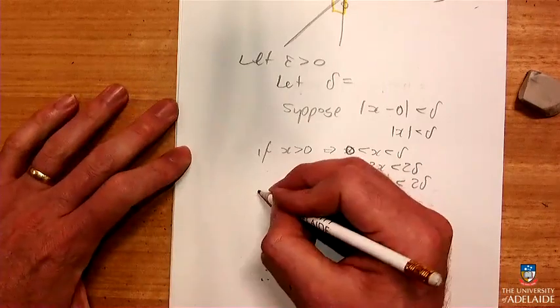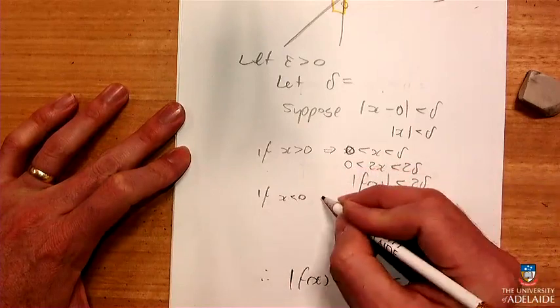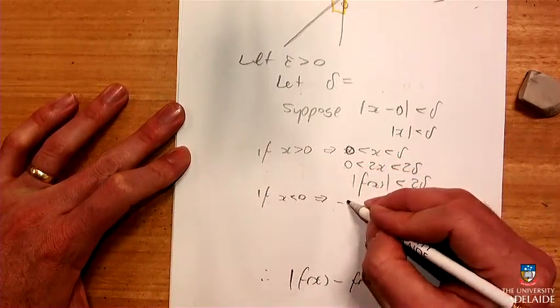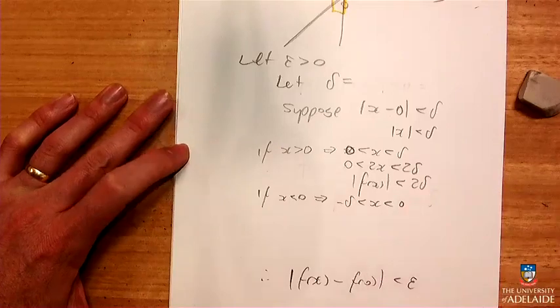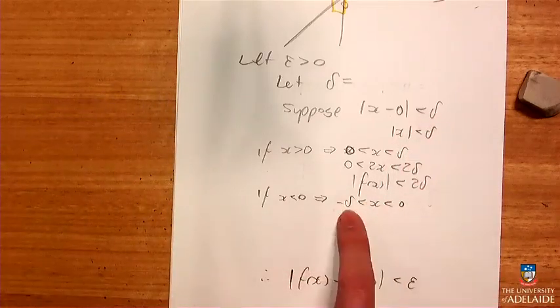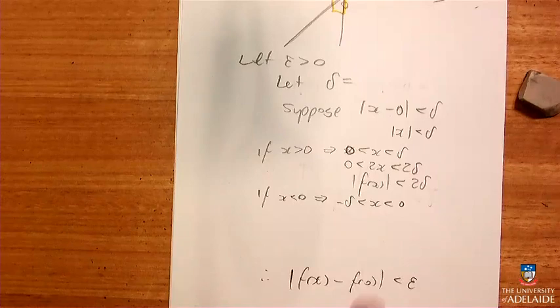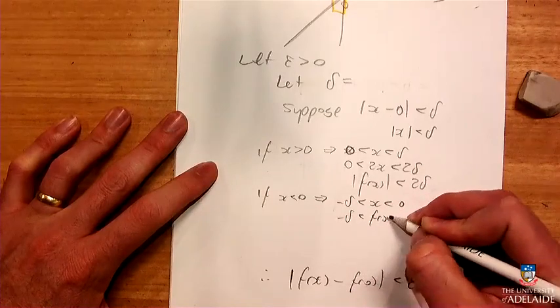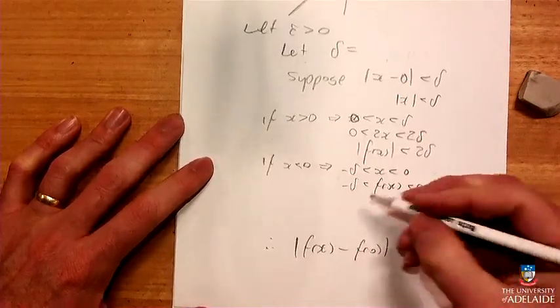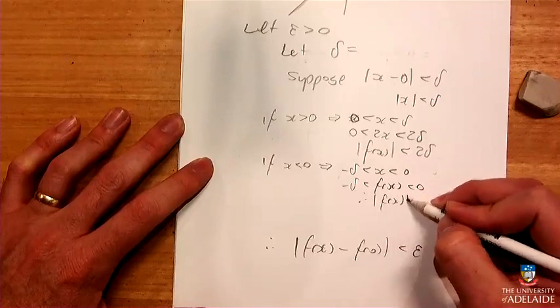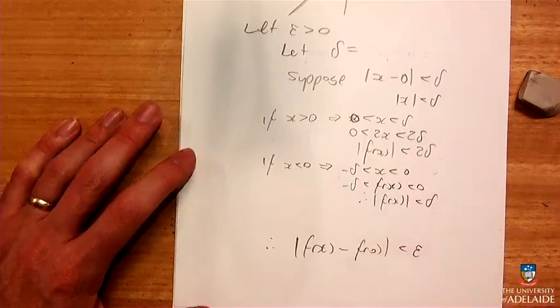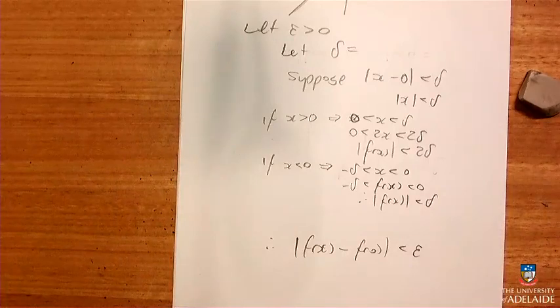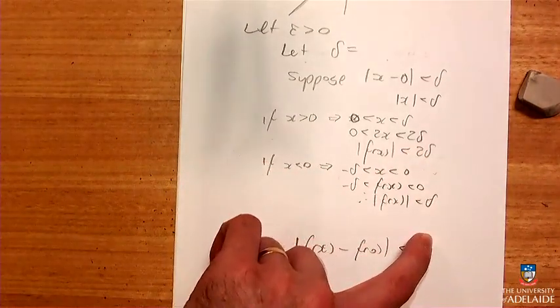Okay, and if x is less than 0, because the absolute value is less than delta, it must be between minus delta and 0. And if x is in that zone, then that is f of x, right? And so therefore the absolute value of f of x is less than delta. Okay, so if delta was half of epsilon, we'd be good, because it would cover this one and this one at the same time.